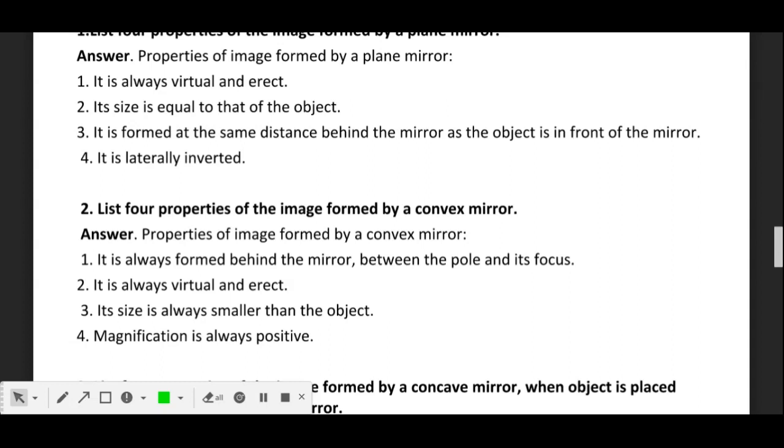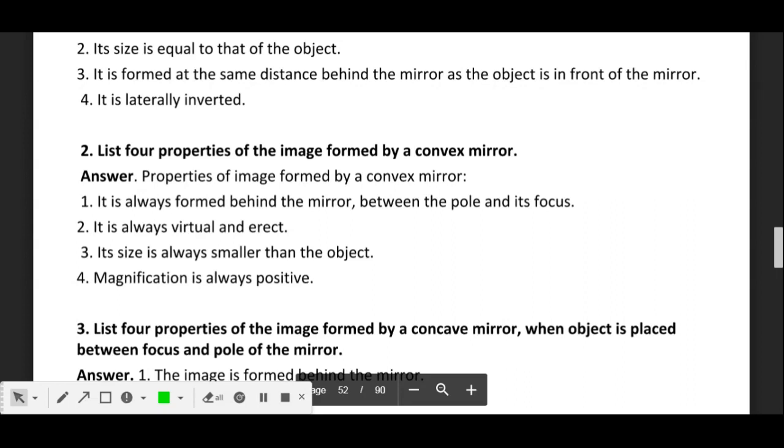And it is always virtual and direct, a virtual and direct image will always form, and imaginary, right? Its size is always smaller than the object. Its size will always be smaller than the size of the object. Next, magnification is always positive, so m in this case will always be positive, not negative, right? It will be smaller, it can be less than 1 but greater than 0, right?